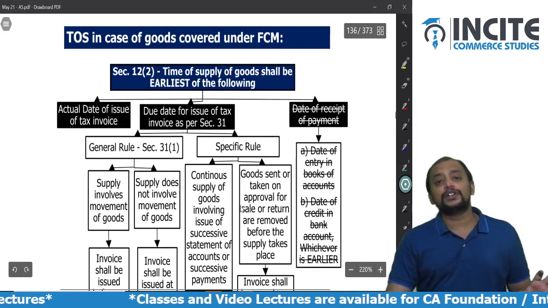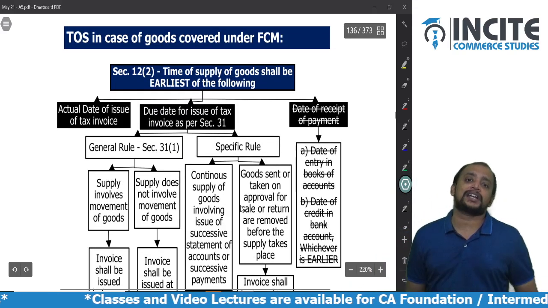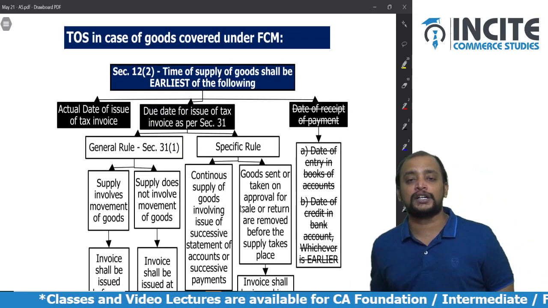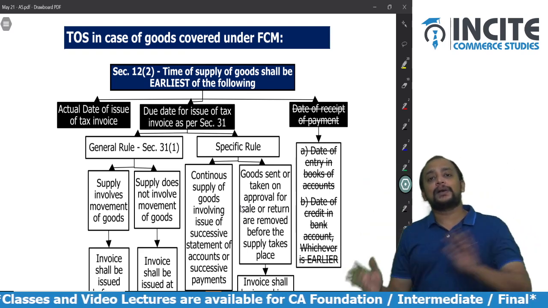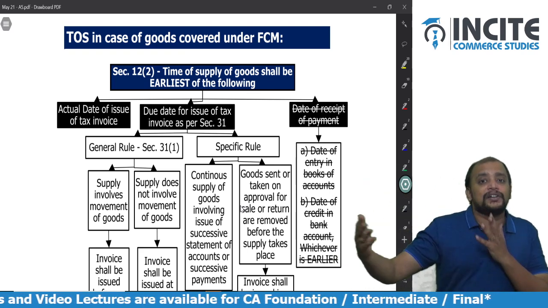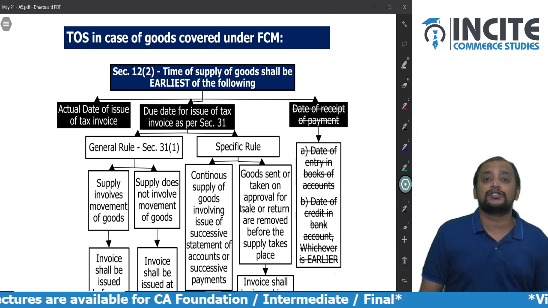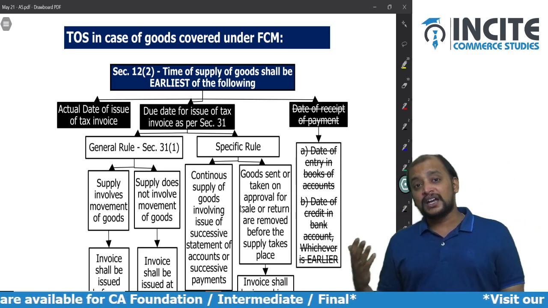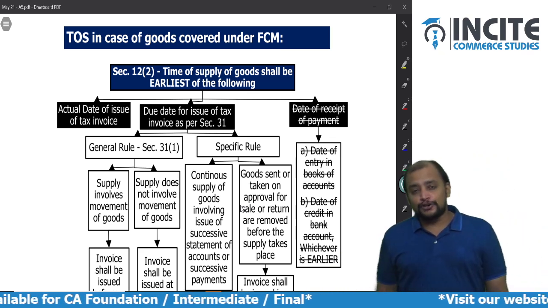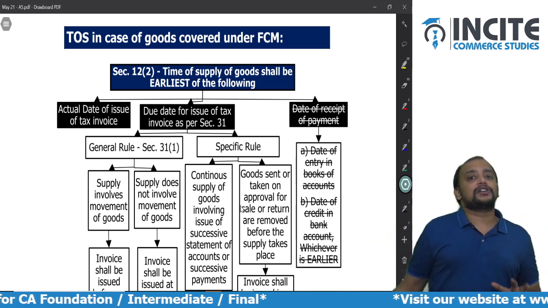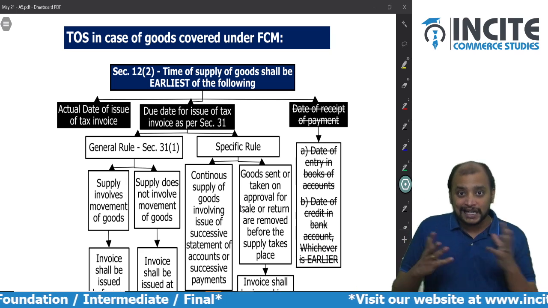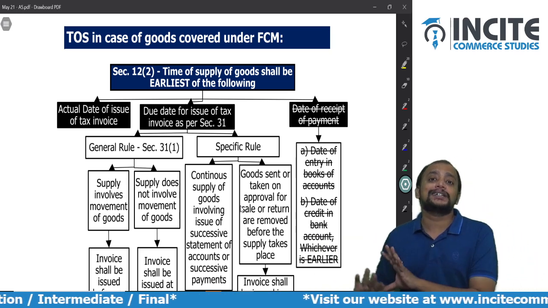Therefore, how to determine the due date of invoice? Depending upon the transaction, check whether it is a supply involving movement of goods; then at the time of removal. Supply not involving movement of goods: at the time of delivery. If it is continuous supply of goods, as and when the account statement or payment is issued, as the case may be. If it is sale on approval or return basis, at the time of supply or 6 months from the date of removal, whichever is earlier. Like that, we need to determine. But the date of payment is irrelevant.